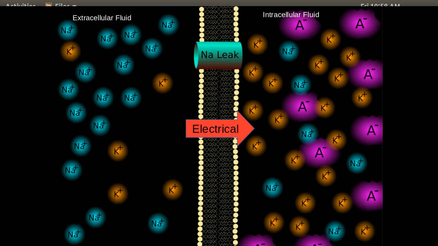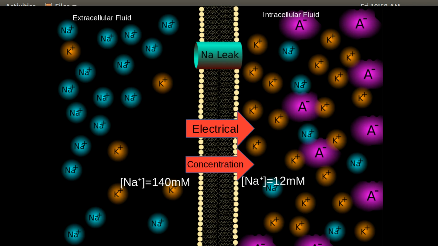Yeah. So which way is the electrical gradient going? In. The electrical gradient is pushing in, and the concentration gradient is pushing in. And just to remind you, that concentration gradient is 140 millimolar to 12 millimolar. So they're both pushing in the same direction, combined. Before, with potassium, we had them opposing, but in this case they're both going the same direction. Does anyone want to take a guess about what the equilibrium potential of sodium would be?